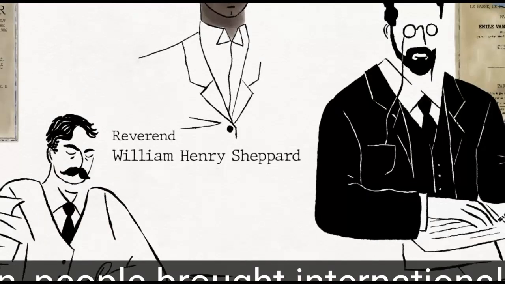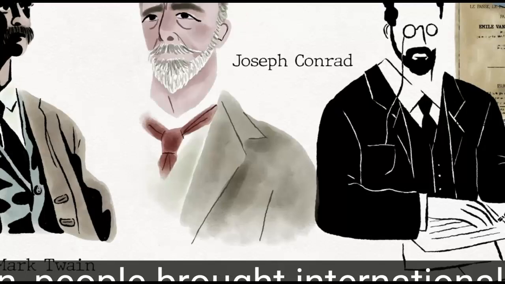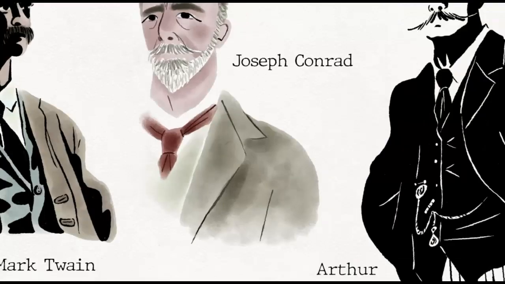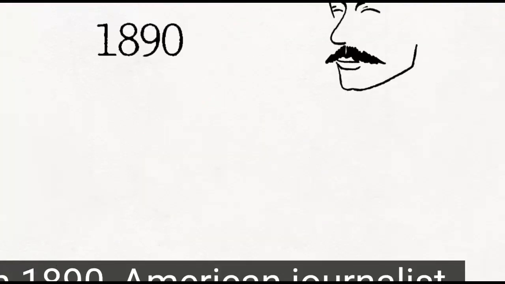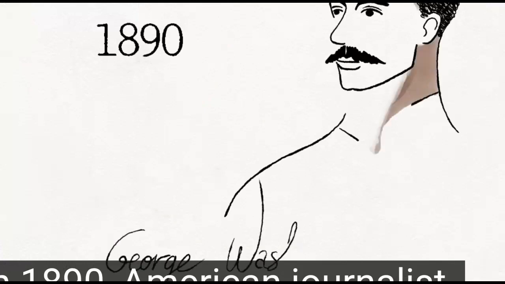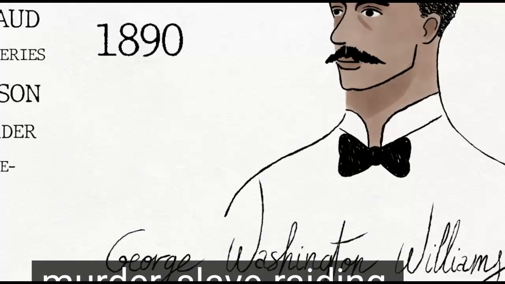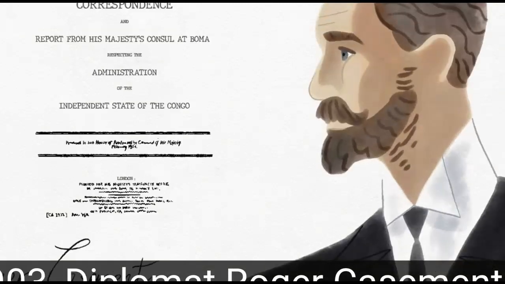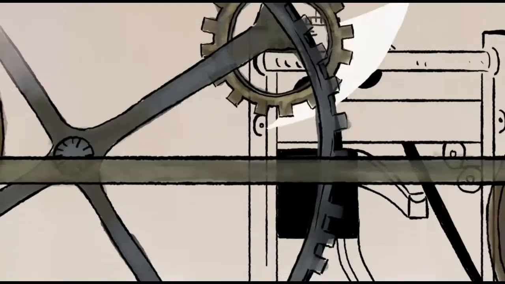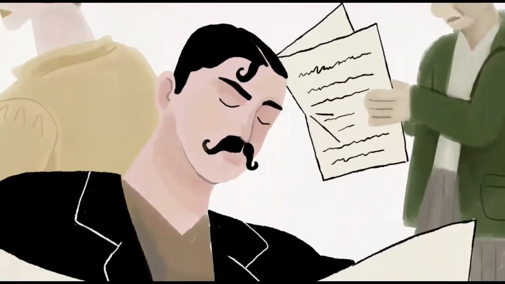Soon, people brought international attention to the horrific abuses of Leopold's Congo Free State. In 1890, American journalist George Washington Williams accused King Leopold of deceit, fraud, robberies, arson, murder, slave raiding, and a general policy of cruelty. In 1903, diplomat Roger Casement wrote a report that corroborated the nature and scale of the atrocities. It was published the following year.